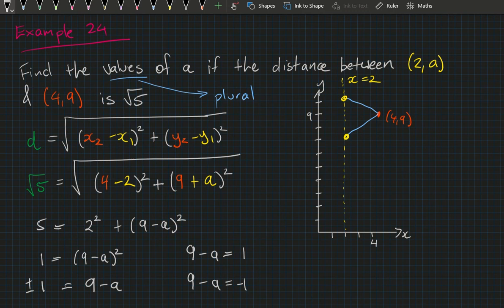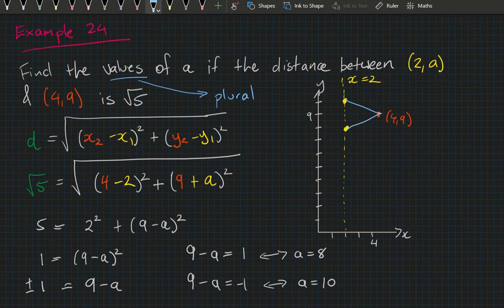So for this top one, if I add a to both sides and subtract the 1 from both sides, I end up with a is equal to 8. And for the bottom one, if I add a to both sides and add 1, then a is equal to 10. So to get this question right in a test, you need to give me both answers. Okay, you need to understand that about square roots. And if we go back to our graph, it makes perfect sense. Okay, so I can now redraw this with a equal to 10 and a equal to 8, and draw those line segments that are a distance of root 5.